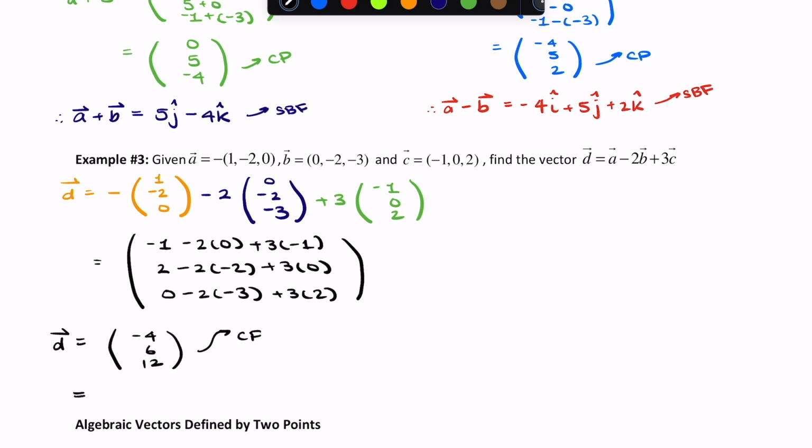And so in standard basis form, it'd be -4i plus 6j plus 12k.